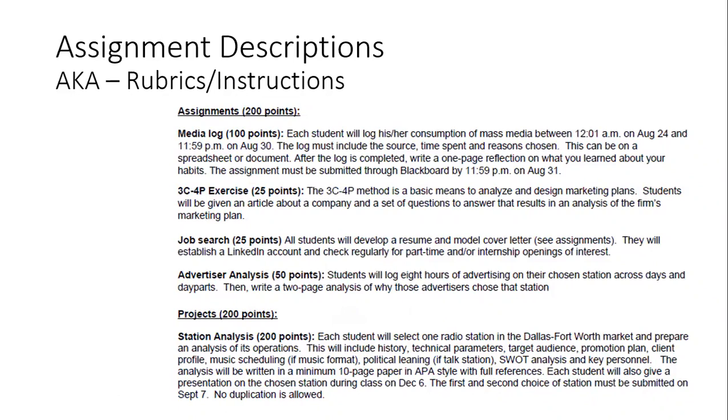Now let's talk about assignment instructions in the syllabi, sometimes called rubrics. Sometimes your professor will provide important assignment instructions in their syllabi. This allows you to get a head start on these assignments. This example comes from a communications class.